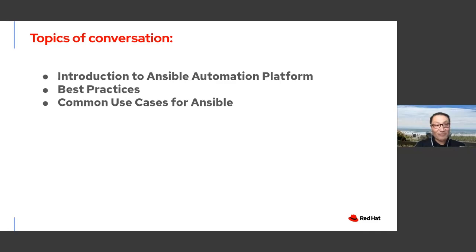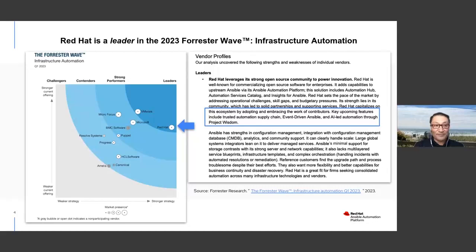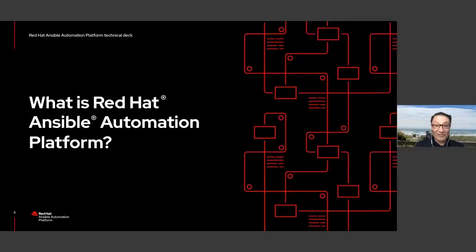So this topic, what I'm going to cover today, is going to be a very brief introduction to Ansible Automation Platform and some best practices and some common use cases for Ansible. So this is a quick excerpt from Forrester Wave that basically says, hey, Ansible Automation Platform is the #1 automation platform out there, right? This is actually reported by Forrester Wave. So when you start using Ansible, you are using the #1 platform out there in the world.